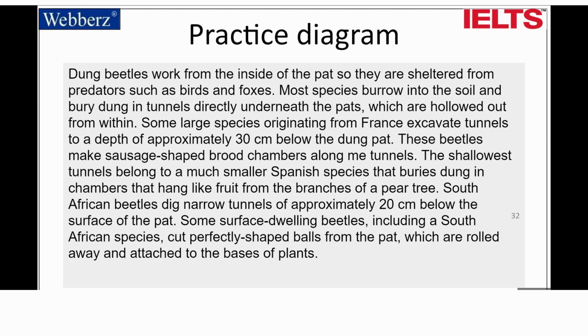Okay, the shallowest tunnel belongs to a much smaller Spanish species that buries dung in chambers and hang like fruit from the branches of a pear tree. South African beetles dig narrow tunnels of approximately 20 centimeters below the surface of the pad. Some surface dwelling beetles, including a South African species, cut perfectly shaped walls from the pad, which are rolled away and attached to the bases of plants.